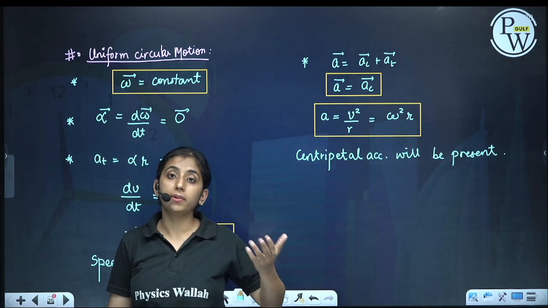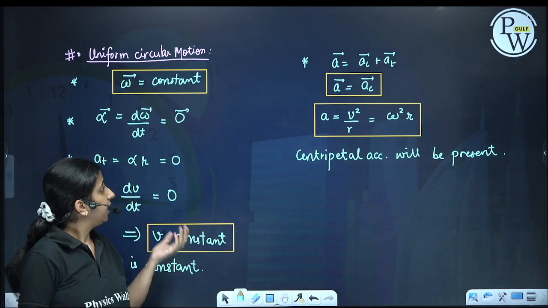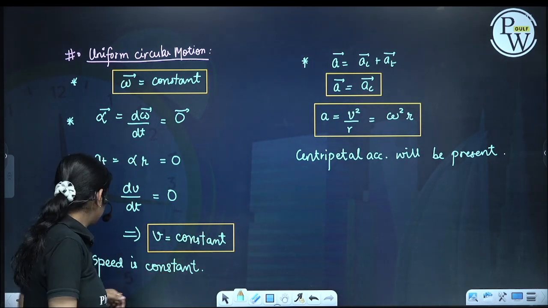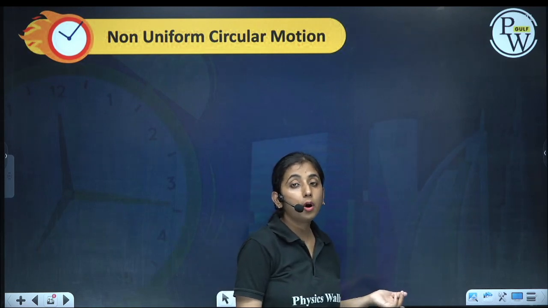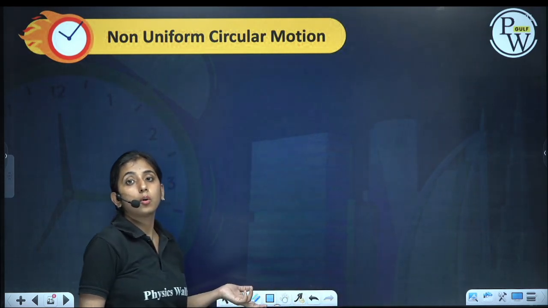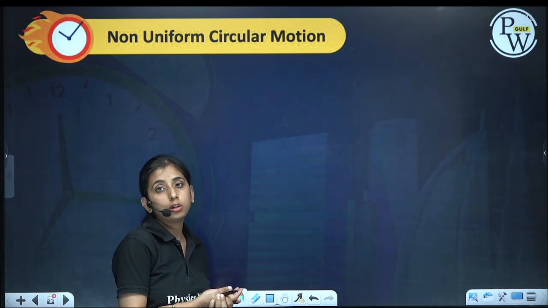So uniform circular motion is an accelerated motion. So this is uniform circular motion. Now we have non-uniform. For non-uniform circular motion, omega is not constant.